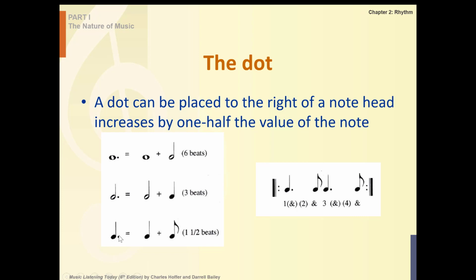How about this then? Quarter note with a dot, then that means quarter note plus half of the quarter note, which is an 8th note, right? So it will have 1/2 quarter value. Does it make sense?